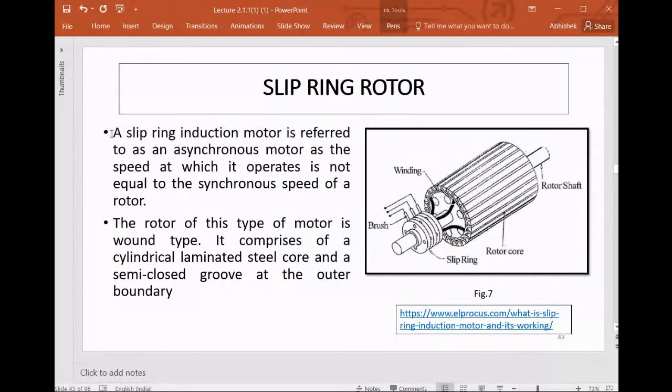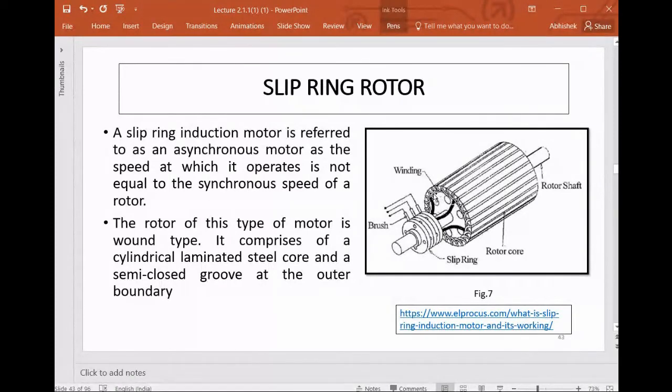Okay, so you can say the theory part: a slip ring induction motor is referred to as an asynchronous motor as the speed at which it operates is not equal to the synchronous speed. The rotor of this type of motor is wound type. It comprises a cylindrical laminated sheet core and semi-closed grooves at the outer boundary. Okay, so you can see the construction right here.